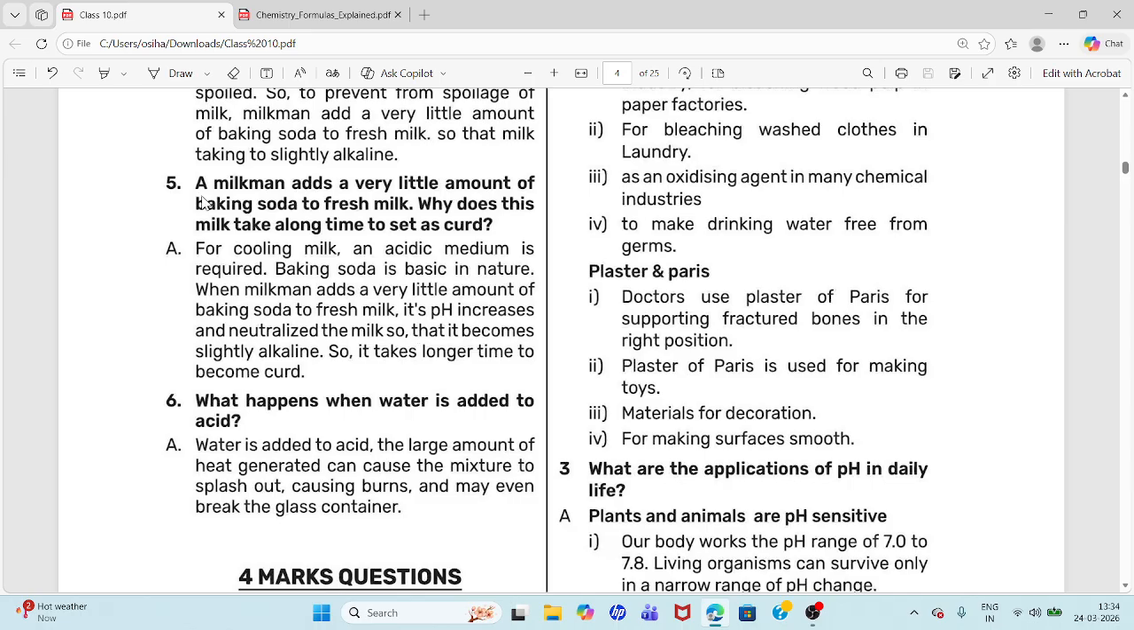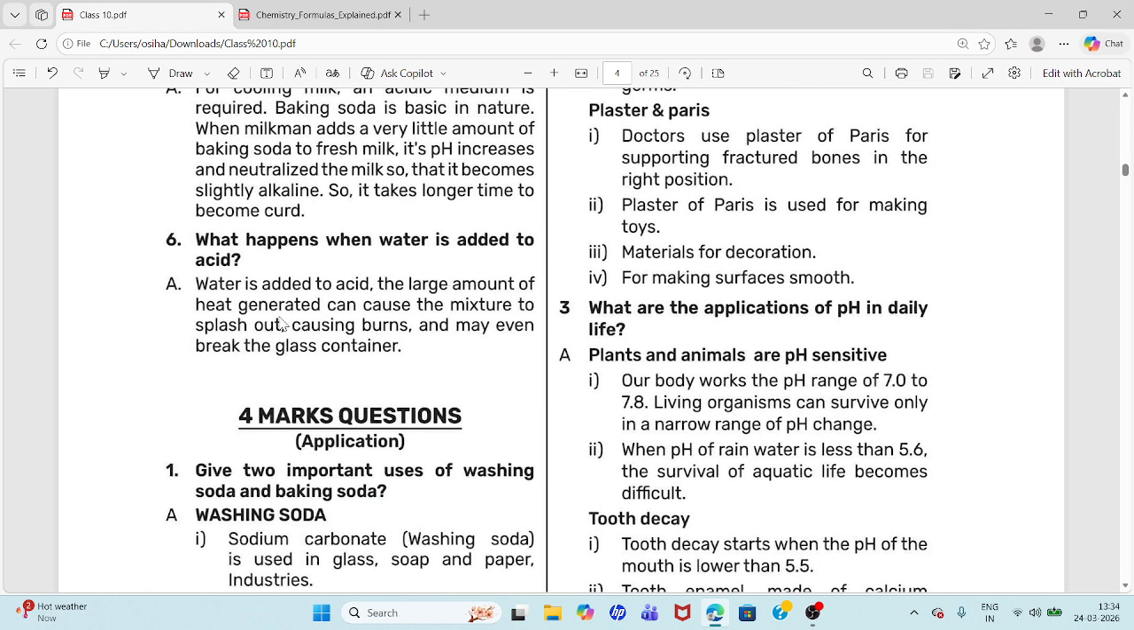Fifth question: a milkman adds a very little amount of baking soda to fresh milk. Why does this milk take a long time to set as curd? Answer: for curdling milk, an acidic medium is required. Baking soda is basic in nature. When the milkman adds a very little amount of baking soda to fresh milk, its pH increases and neutralizes the milk so that it becomes slightly alkaline. So it takes a longer time to become curd.